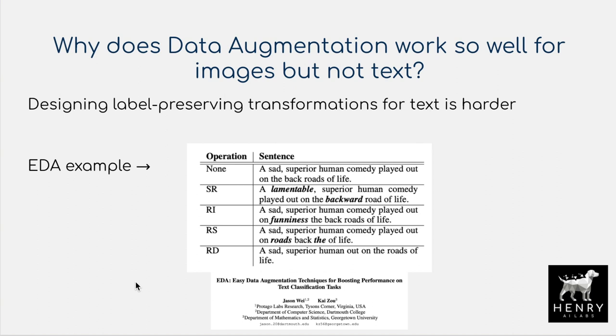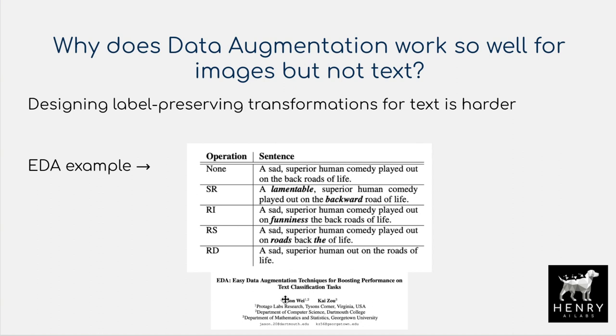So let's backtrack and motivate this idea of why we need further exploration into data augmentation and why what's been developed for computer vision can't just be adapted off the shelf for natural language processing. So the first of which is designing label preserving transformations for text is harder. This is like the equivalent of rotation and translation and horizontal flipping in computer vision that's used in text.